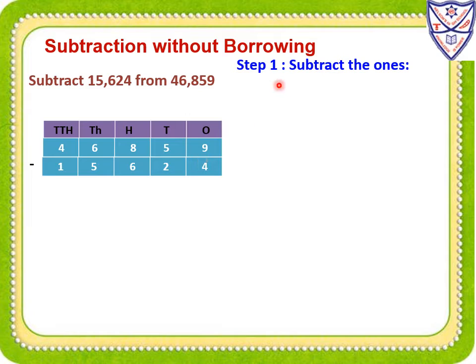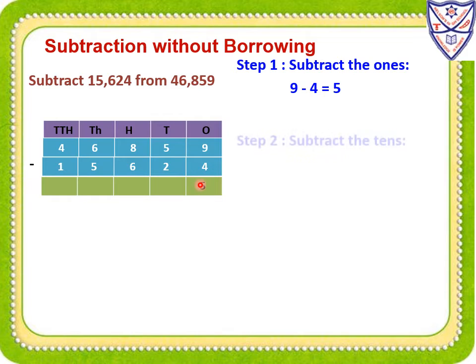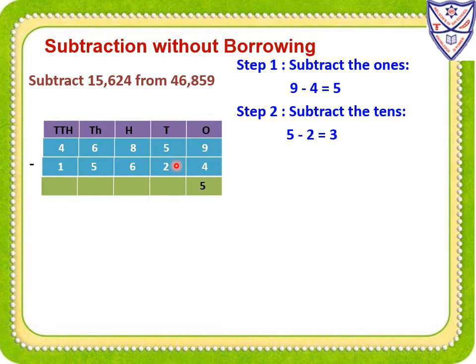So step number 1, subtract the ones. In the ones place, which digits are there? 9 and 4. So 9 minus 4 we will get 5. So in the ones place we will write 5. Now step number 2, subtract the tens. In the tens place which digits are there? 5 and 2. So 5 minus 2 we will get 3. So at the tens place we will write 3.